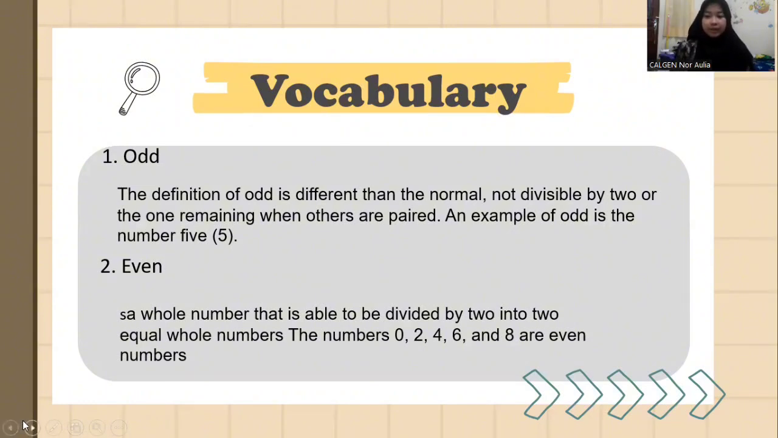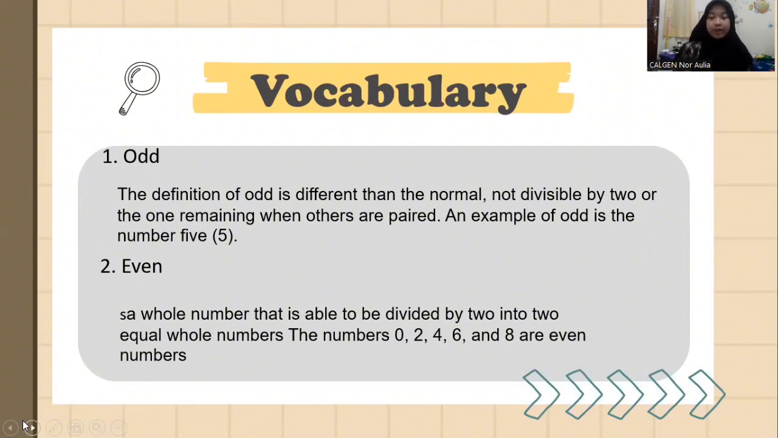On this occasion, I would like to explain about vocabulary, question on video, and some examples. So the first is about vocabulary. Number 1 is odd. In bahasa, odd is ganjil, or we can say bilangan ganjil.